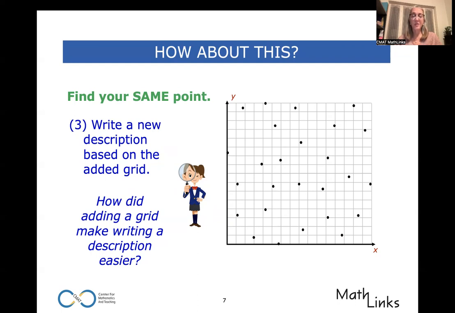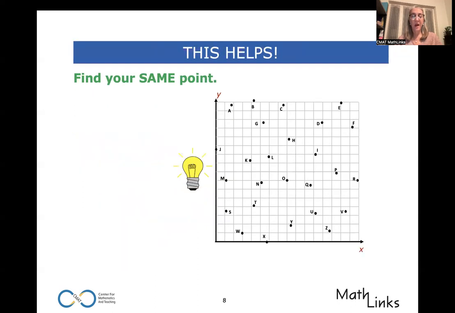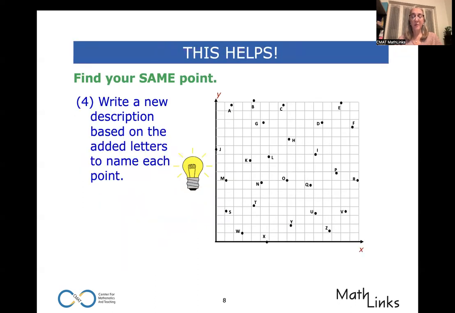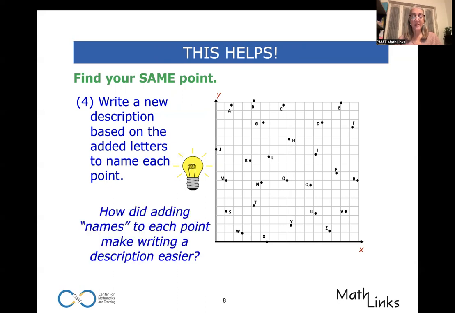We would encourage students to share as they did for the previous slide. On this final slide of the opening problem, students write their final description, which can be as simple as stating the letter for the point. Collectively, these slides should highlight the utility of graphing in the coordinate system.